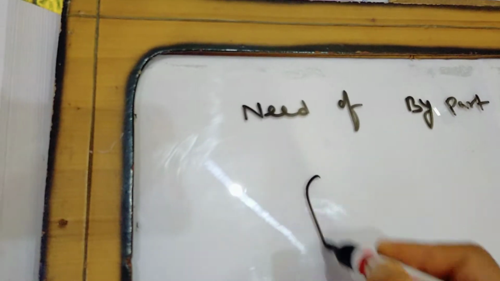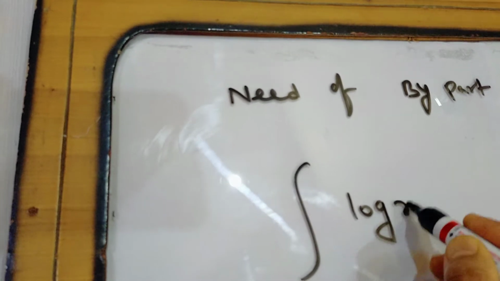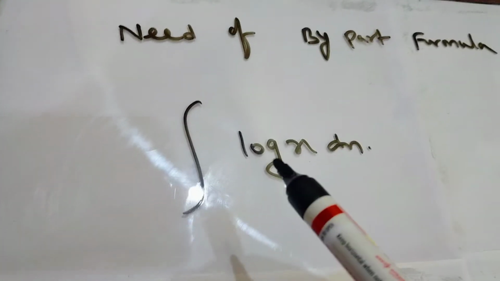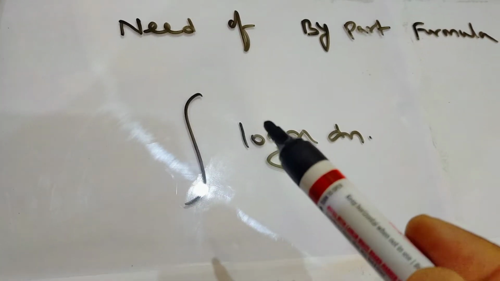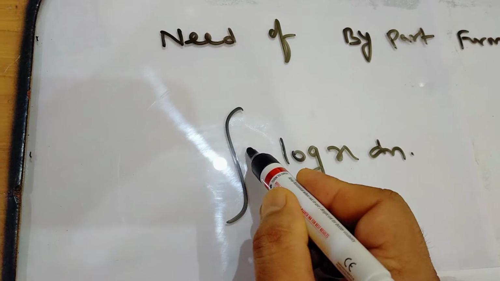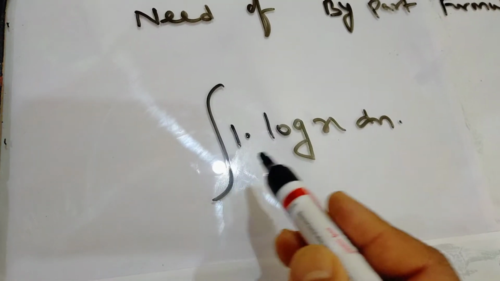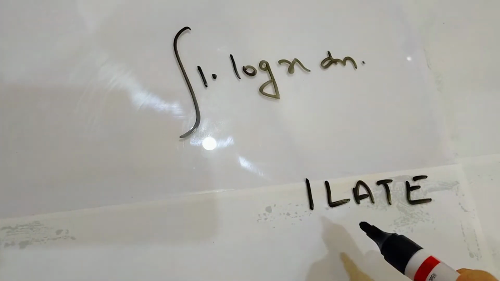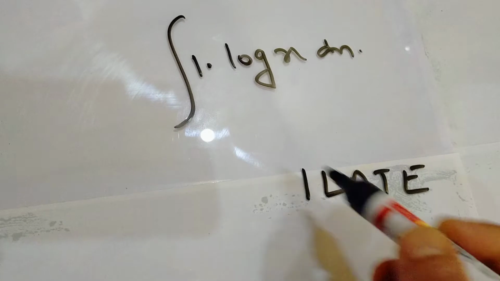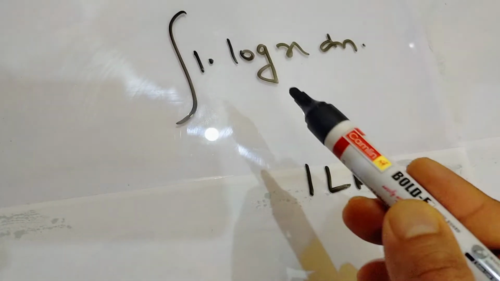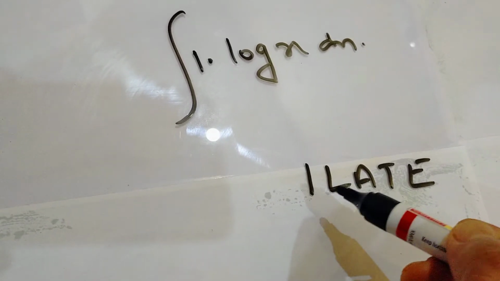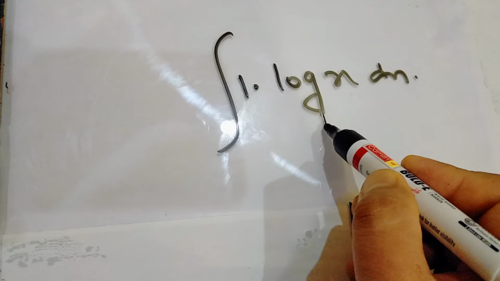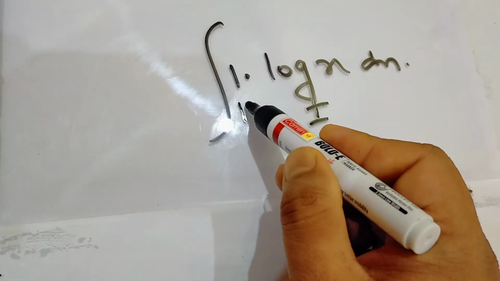Take one example. Suppose we have to find the integration of log x. You know differentiation of log x is possible, but integration of log x is not possible by any formula directly. So here we have to multiply this log x by 1. Now we have two functions. According to ILATE, A stands for algebraic, and this constant is called algebraic, and log comes earlier than the algebraic. So log will be treated as the first function and the algebraic function as the second function.